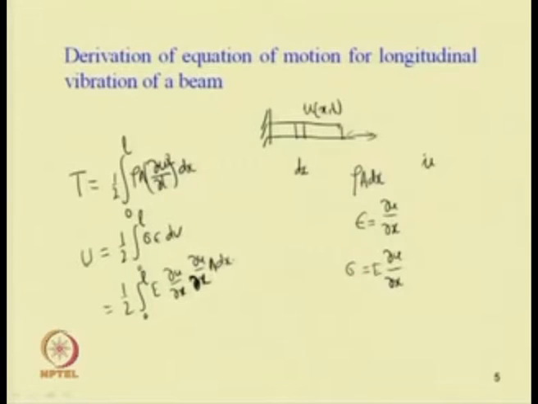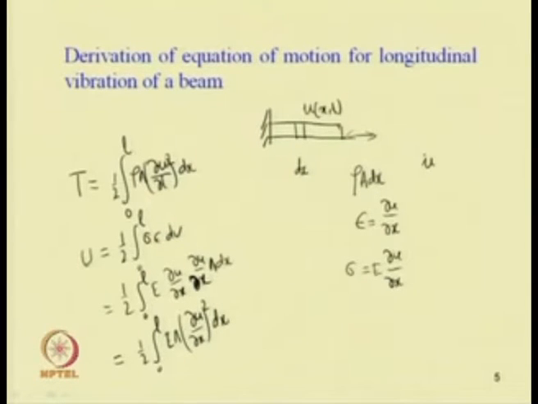So, the strain energy associated with this longitudinal vibration of the beam can be written as half integration 0 to L E ∂u/∂x into ∂u/∂x into A into dx, or in other words one can write this equation equal to half integration 0 to L E A then (∂u/∂x)² into dx.